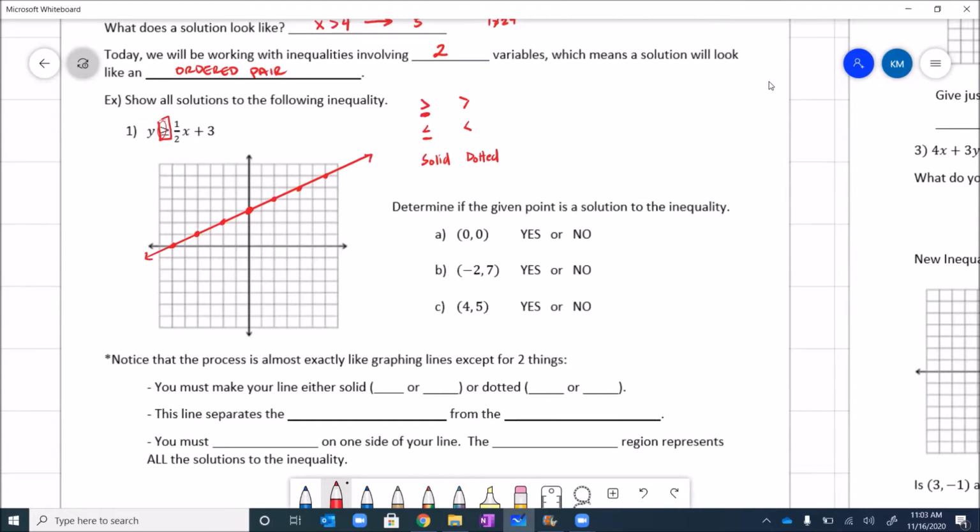Okay. If y is less than, we will shade below. And if it's greater than, we will shade above the line. So here we have y is greater than or equal to. Or equal to means we have a solid line as we draw. And greater than means we shade above. So everything above this line is a part of the solution.